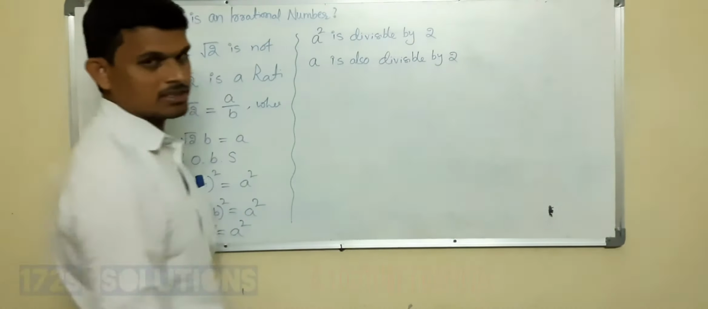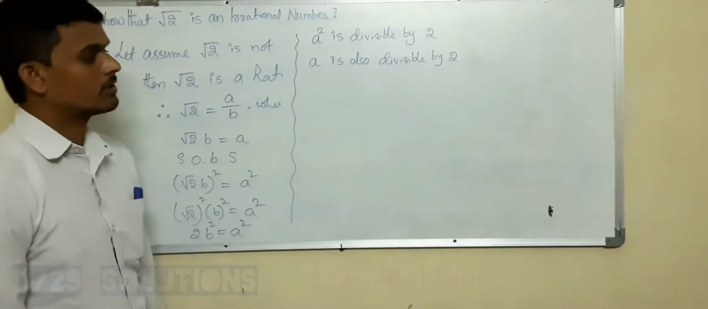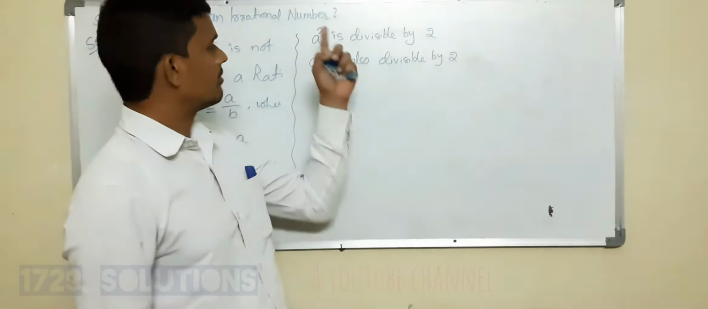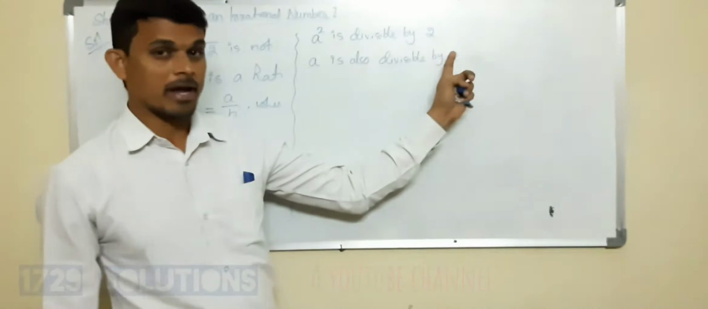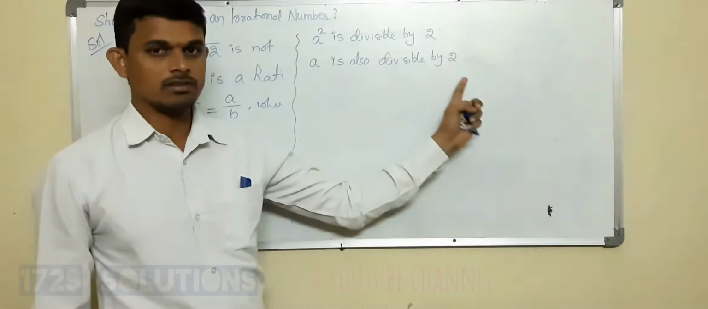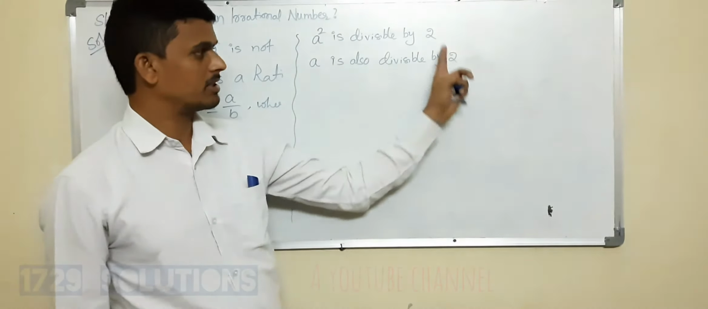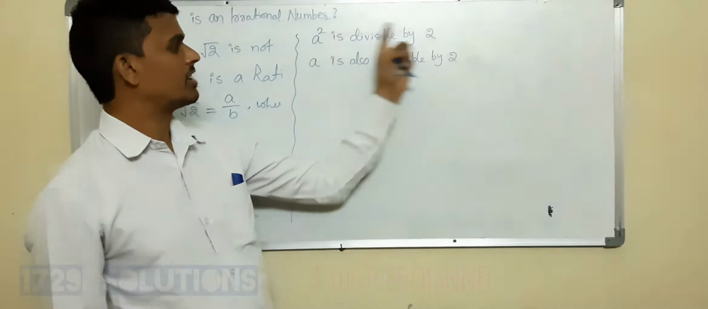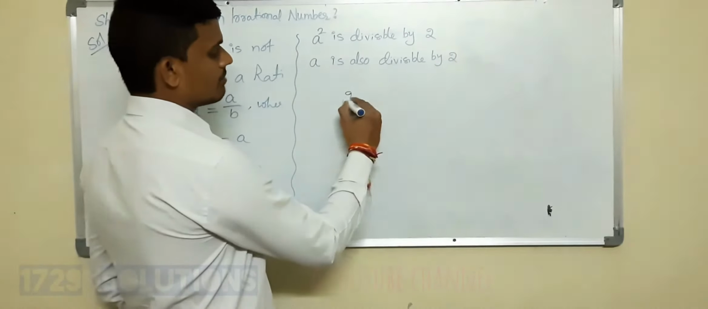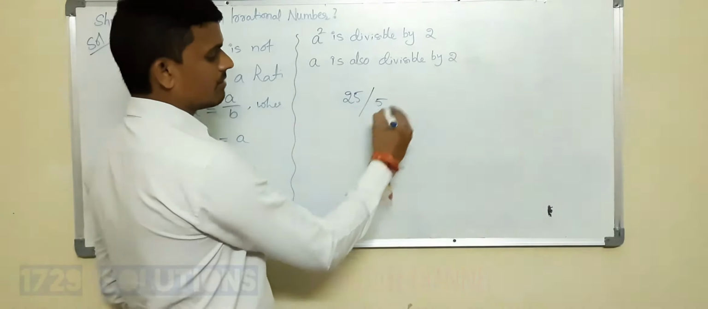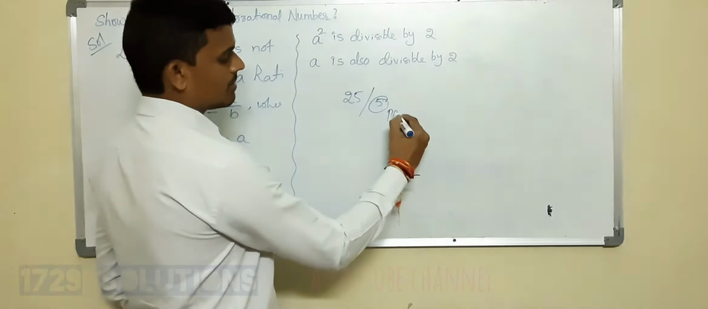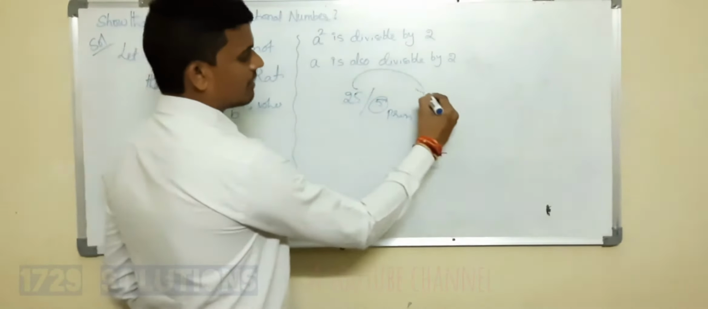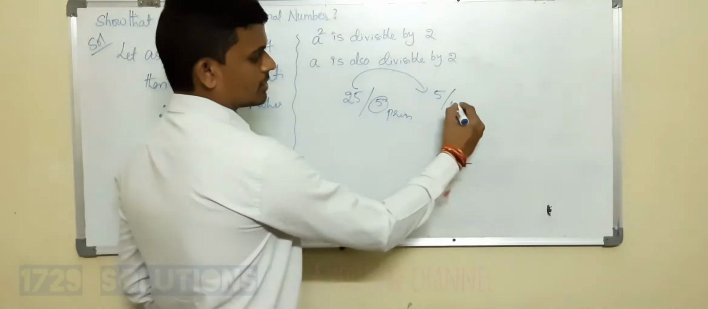This is a theorem. There is a theorem before the problem in our 10th class textbook. If a square of any number is divisible by a prime number, then the number is also divisible by that prime number. It should be a prime number. See, this 2 is the prime number here. Suppose 25 is divisible by 5, and 5 is a prime number, then the square root of 25, which is 5, is also divisible by 5.